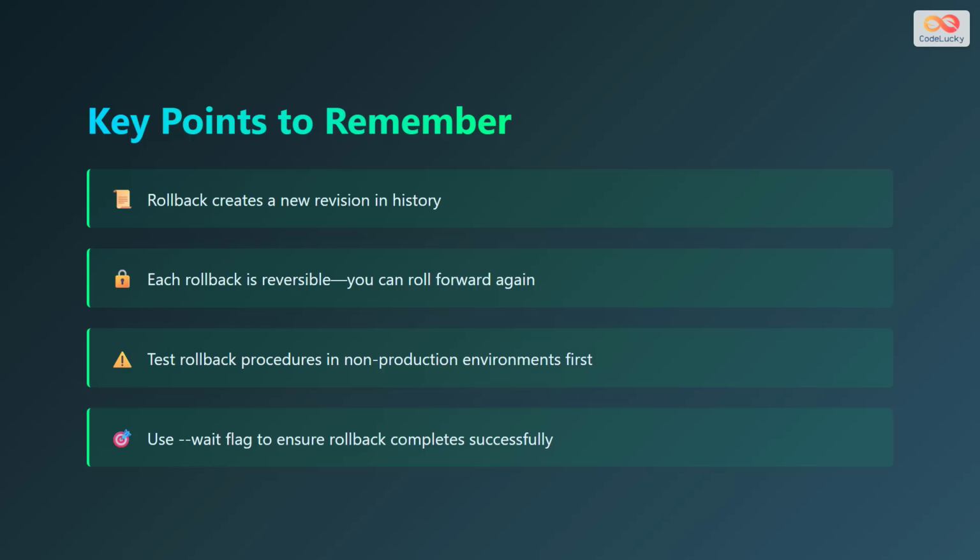Let's recap the key points about Helm rollback. First, remember that each rollback creates a new revision in your history, so rolling back doesn't delete previous revisions. Second, every rollback is reversible, meaning you can roll forward again if needed. Third, always test your rollback procedures in non-production environments first to ensure they work as expected. And finally, use the --wait flag to ensure your rollback completes successfully before considering it done. These best practices will help you manage rollbacks confidently and safely.